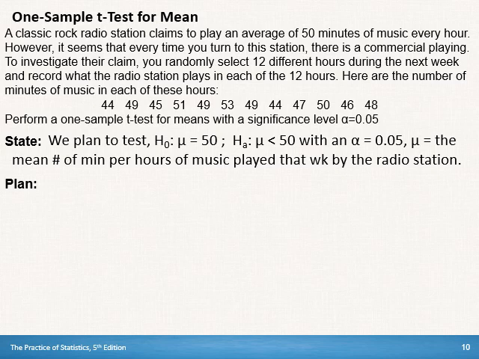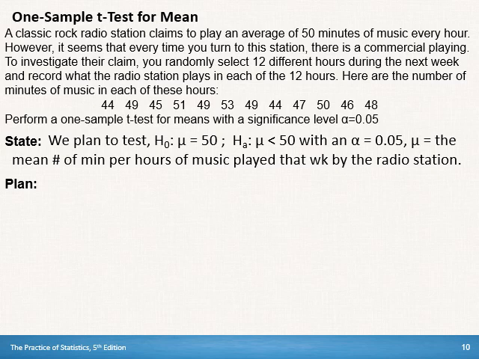All right, so for the state, we want to say that the null hypothesis is 50. That's what the radio station is claiming. We have a suspicion that they're playing more commercials than they're supposed to, and so we think that their average number of minutes per hour is less than 50. We're going to use an alpha of 0.05, and mu is the mean number of minutes per hour of music played that week by the radio station. So we're sampling from the entire 12 hours from the entire week. So it's how many minutes per hour on average they're playing for that entire week.